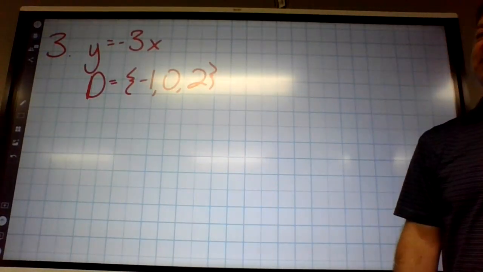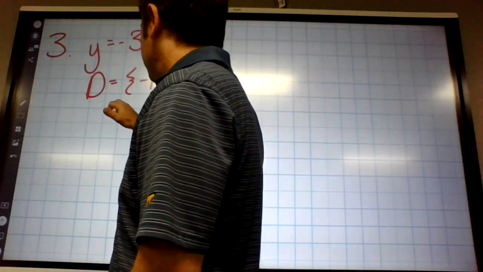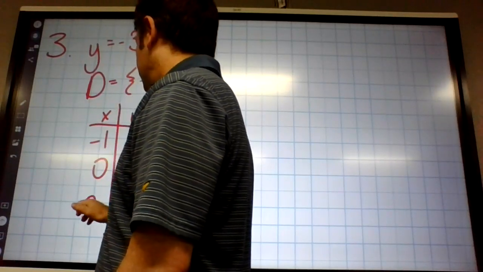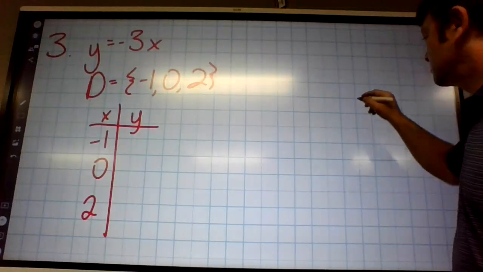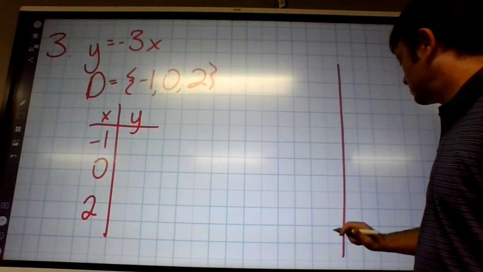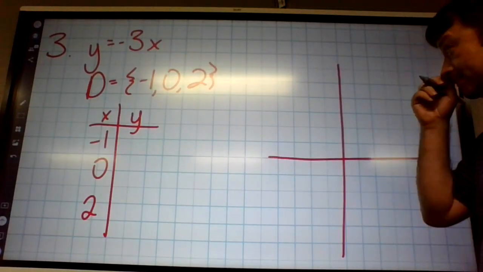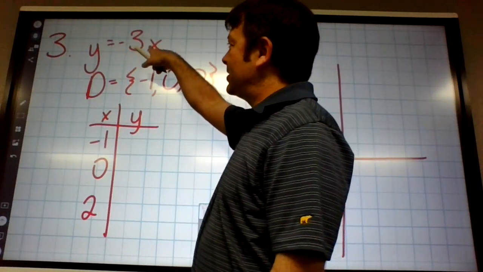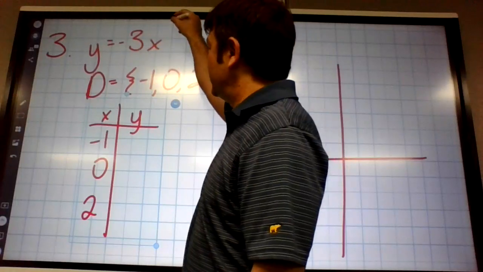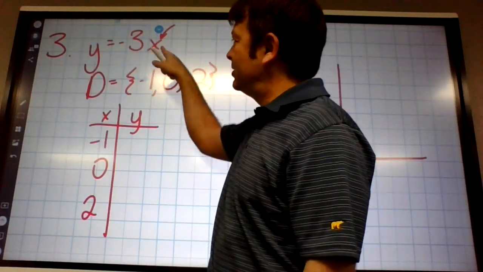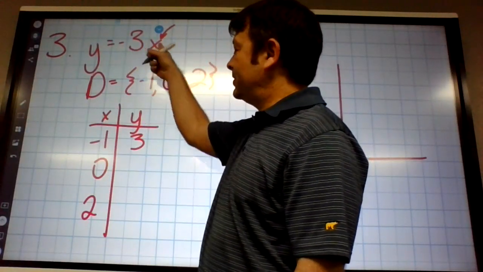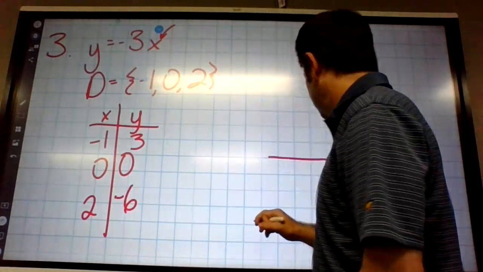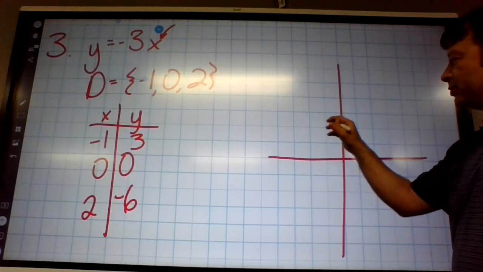So 3 is the same thing, we just have to graph it. So make a little table. Negative 1, 0, 2. If I plug in, so negative 3x means negative 3 times x, right? So if I plug in negative 1 right here, negative 3 times negative 1 is 3, negative 3 times 0 is 0, and negative 3 times 2 is -6. So negative 1, 3.